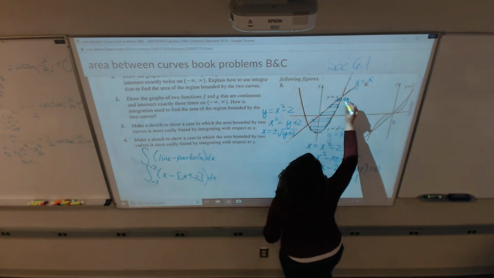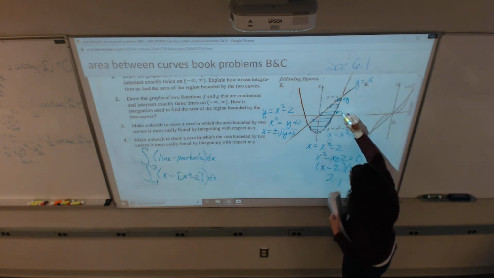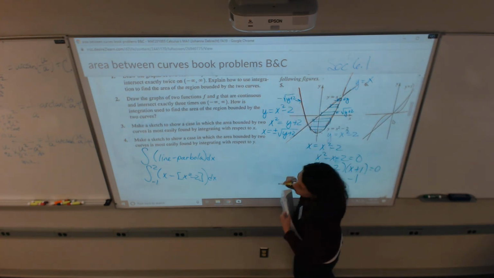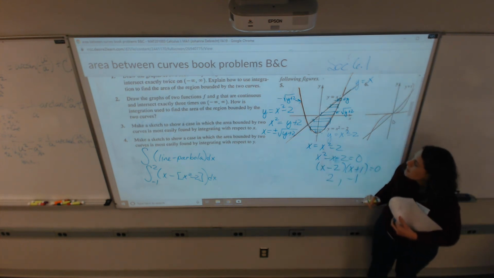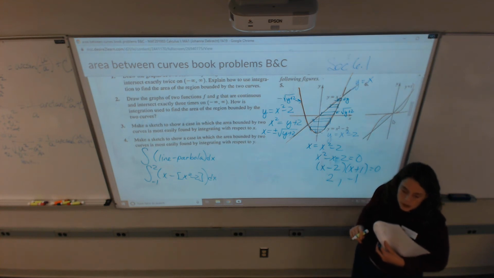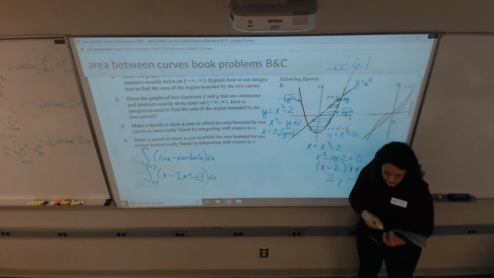So this side of it is the square root of y plus 2. This side of it is negative square root of y plus 2. Where you have part of the negative with the positive. Now I have a problem. Where's my problem? Does everybody see what the problem is?